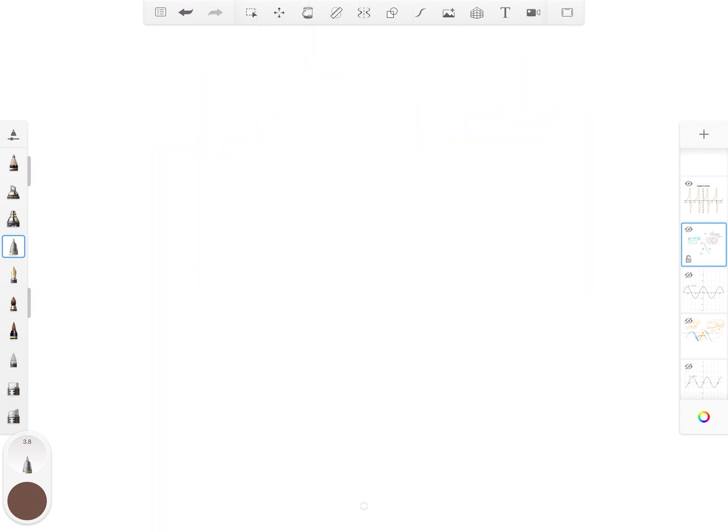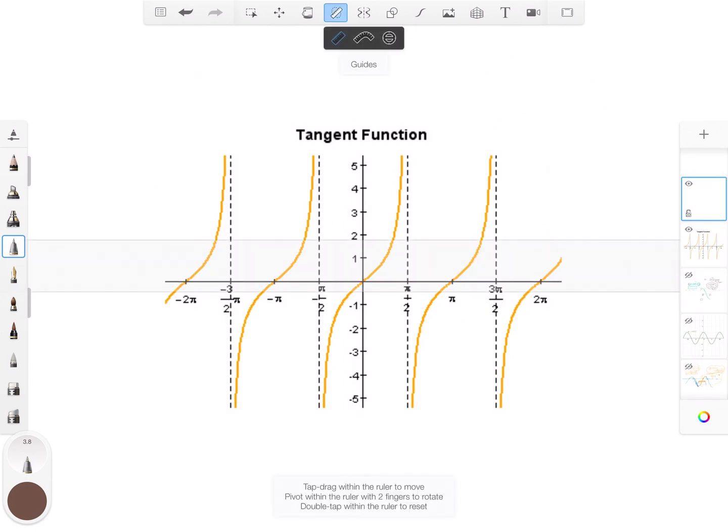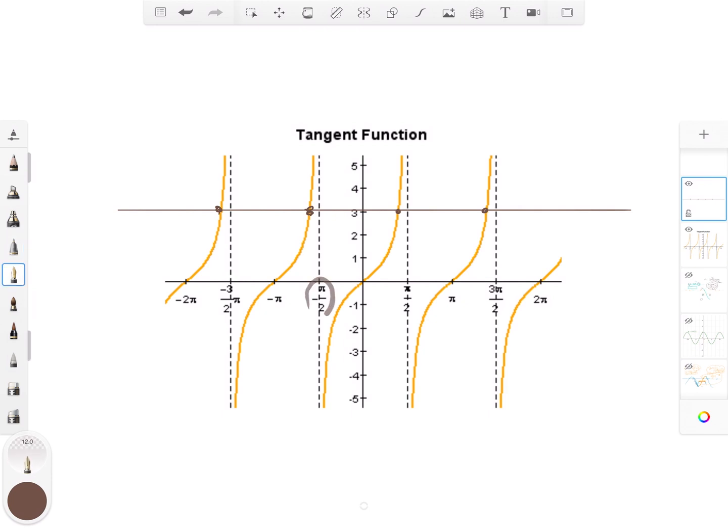Let's look at the graph of tangent. If we apply a horizontal line test, this will cross more than 1 point, but only on -π/2 to +π/2 does the horizontal line cross at only 1 point.